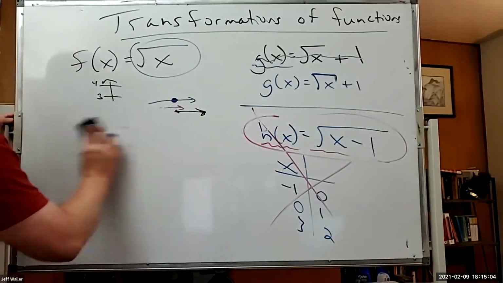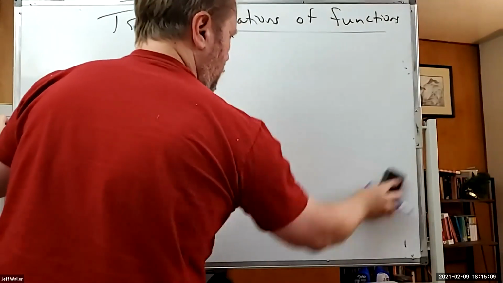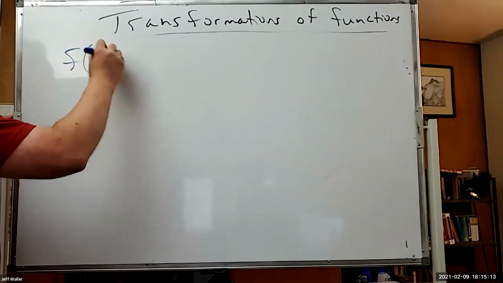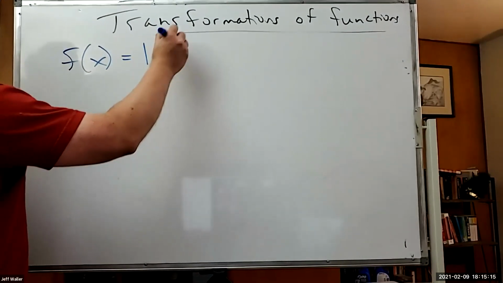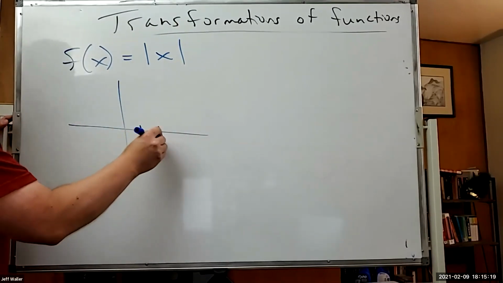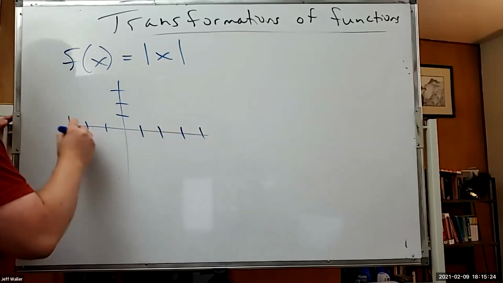So I'm going to erase this. We're going to use a different function. Same stuff's going to happen. This time I'm going to use a shortcut. So now let's say I start with the function absolute value of x. Why not? What does that look like? Anybody? Like a V. That's right.